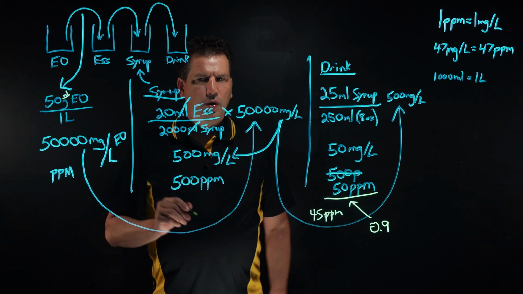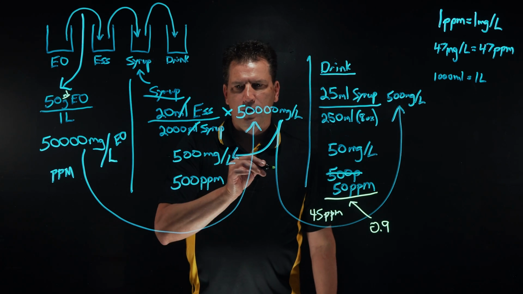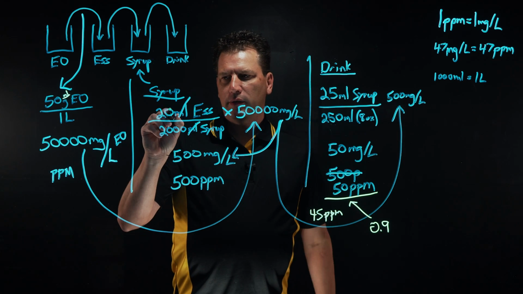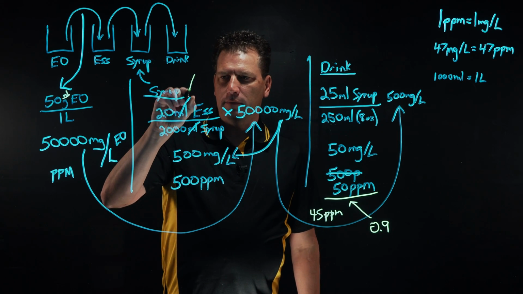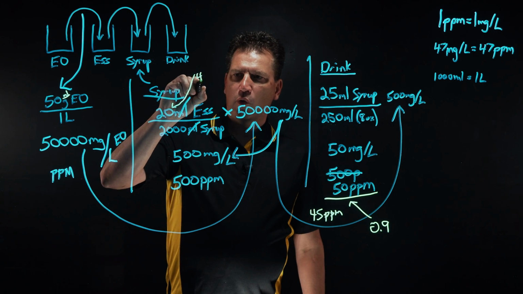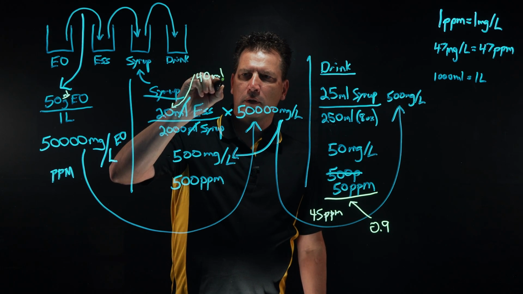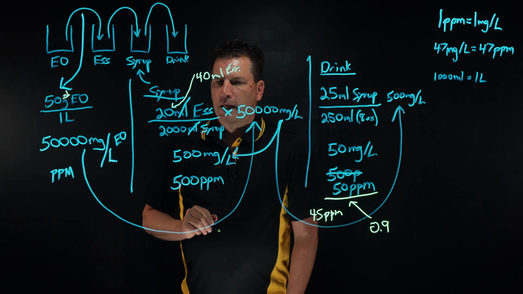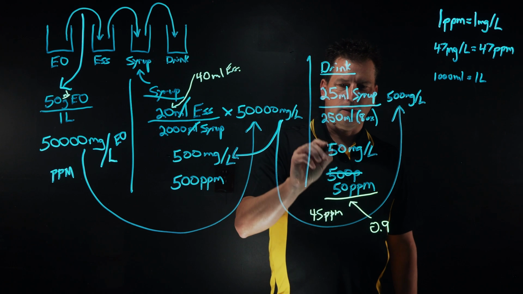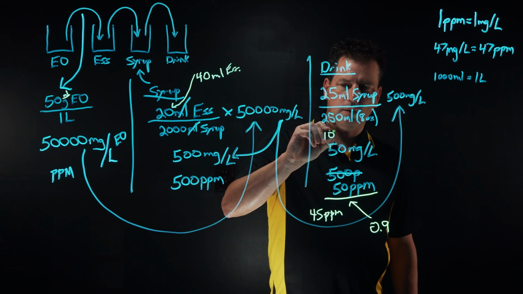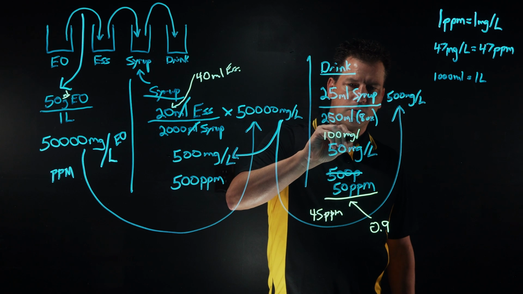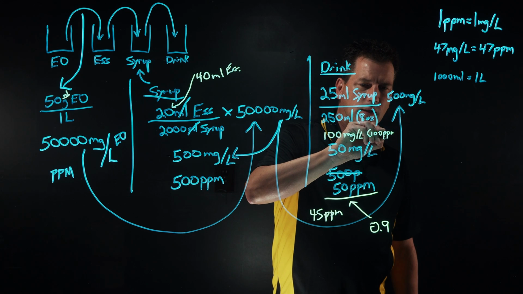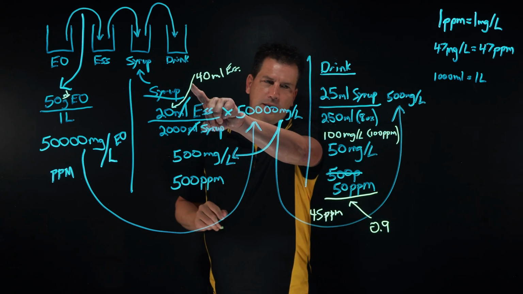But the one thing you should note is that this just makes a standard syrup. If you want to make a stronger flavored syrup that doesn't use as much sugar, you'd increase this amount here. So you'd go 40 mils of your essence, and that would double this number here. So you'd end up with 100 milligrams per liter, or 100 ppm. And that's just by doubling this number.